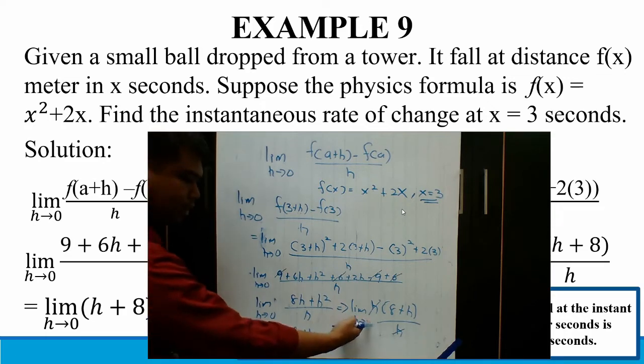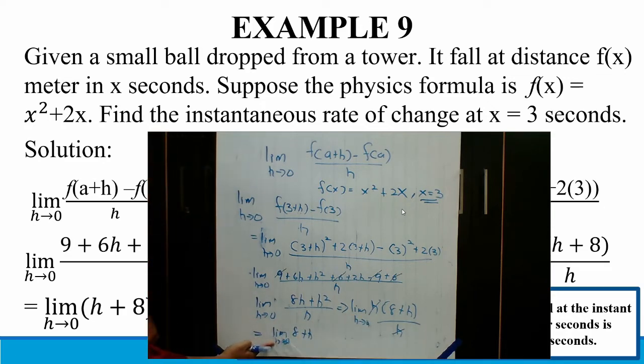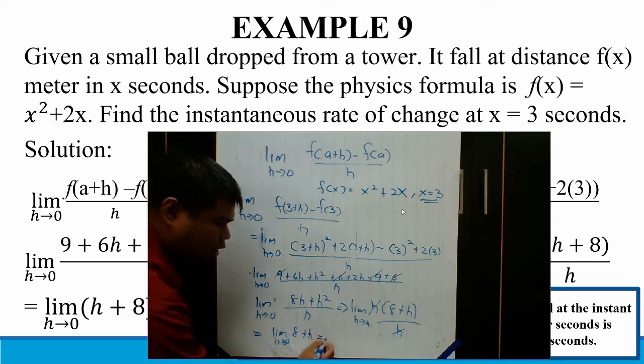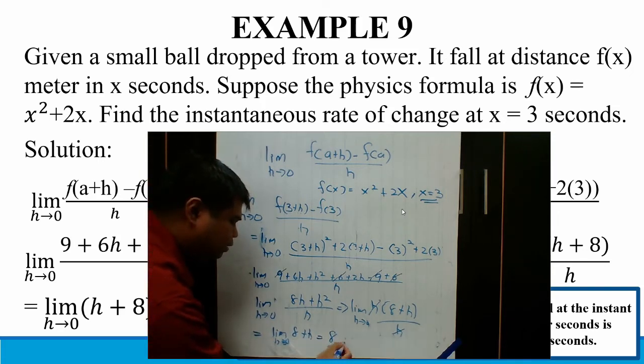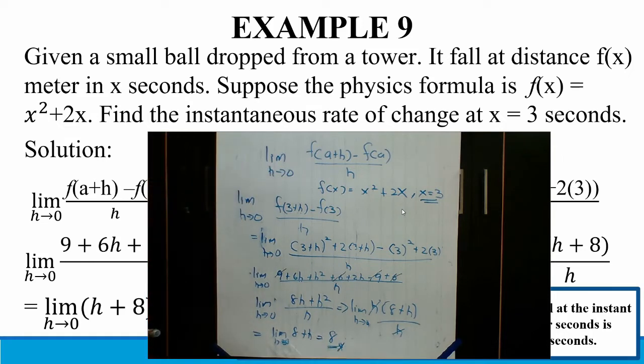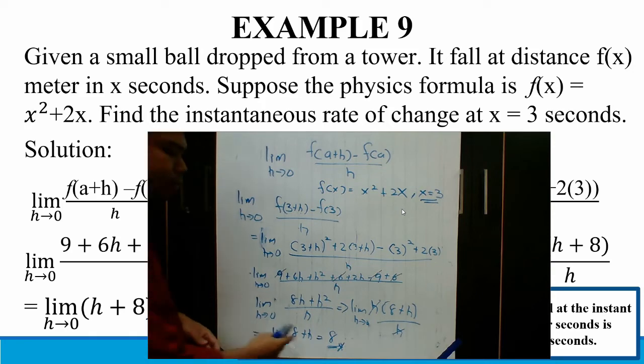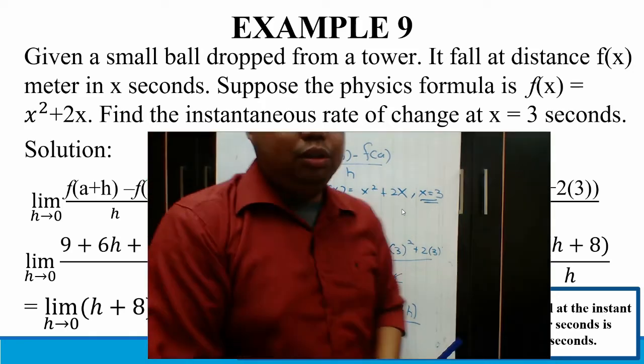After it becomes like this, we have the limit as h approaches 0 of 8 plus h. We know that h becomes 0, so it will be only 8. The instantaneous rate of change is 8 when x equals 3.